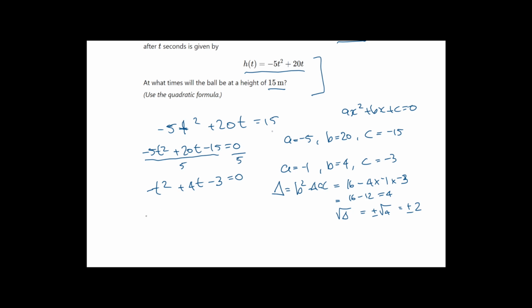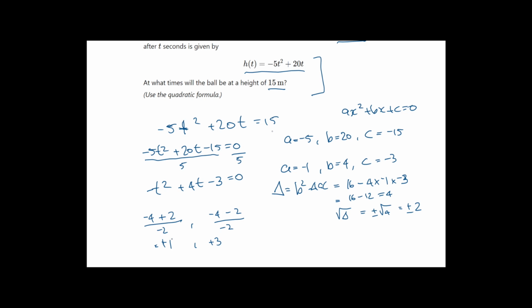So minus b is going to be minus 4 plus 2 divided by 2a. 2a is negative 2, so divided by negative 2. That's one of the solutions. And the other solution is minus 4 minus 2 divided by negative 2. So minus 4 plus 2 is negative 2, divided by negative 2 is 1. And this one is negative 4, negative 2 is negative 6. Negative 6 divided by negative 2 is positive 3.